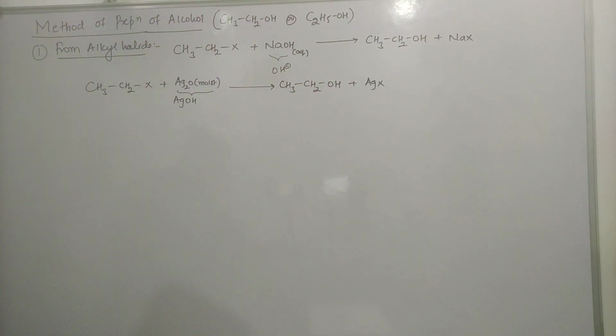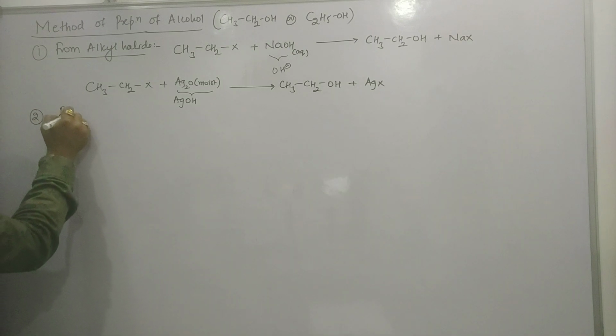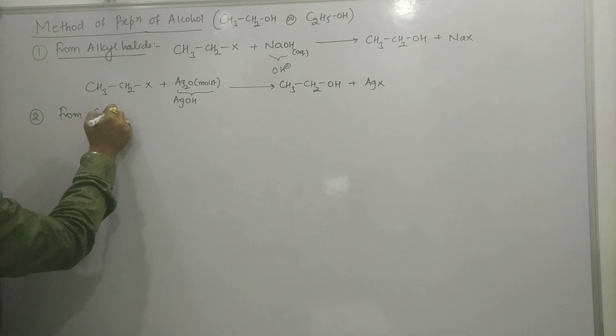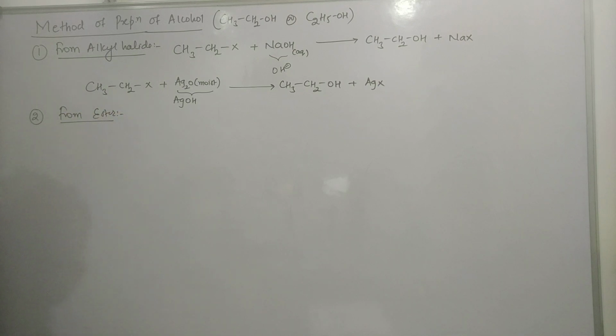One more method is there. We can prepare it from the ester. Second method we can write, beta: this alcohol can be prepared from the ester, right?